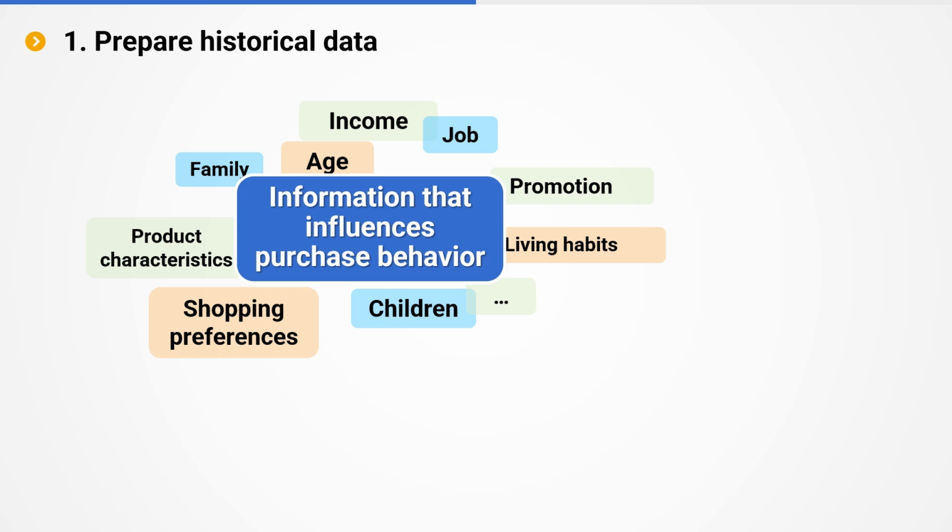It is necessary to collect some information fields that may affect the purchase behavior, such as the customer's age, education background, job, income, family structure, living habits, shopping preferences, as well as the product characteristics and promotion efforts. The more relevant information is collected, the better the prediction effect will be. In addition, we can also make prediction by region or customer group according to business characteristics.